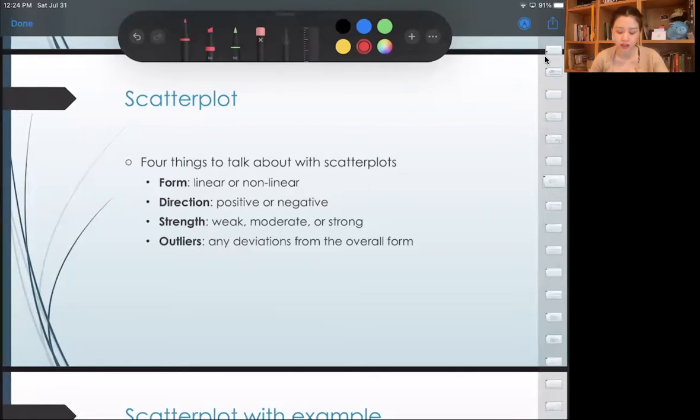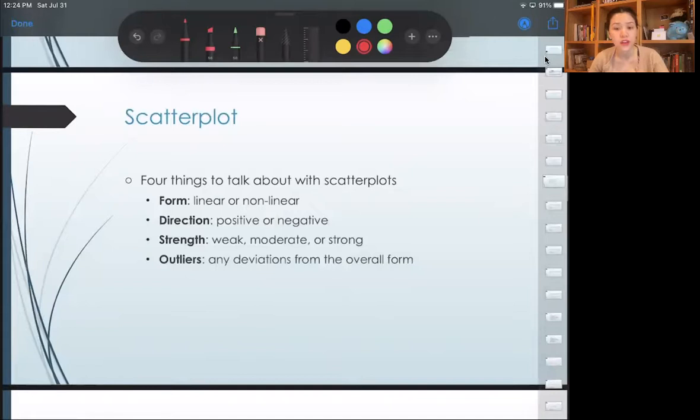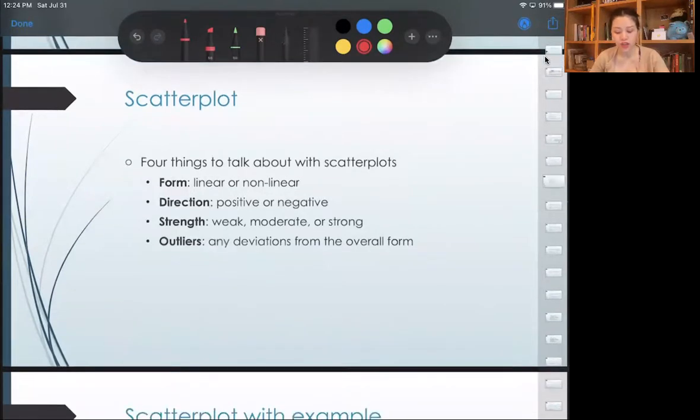Next, direction: is it positive or negative? You look at the slope. Is it a positive slope or a negative slope? How about the strength? Is it weak, moderate, or strong? Is your slope very steep, or is it kind of horizontal-ish? If it's steep, then it's strong. If it leans toward the horizontal, then it's weak to moderate.